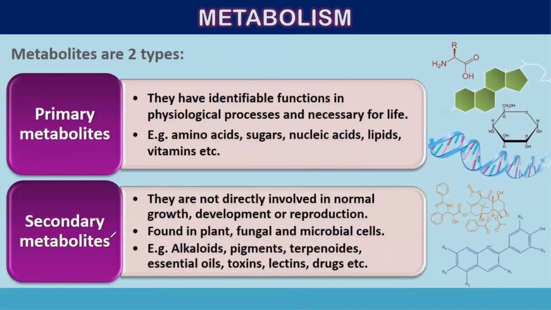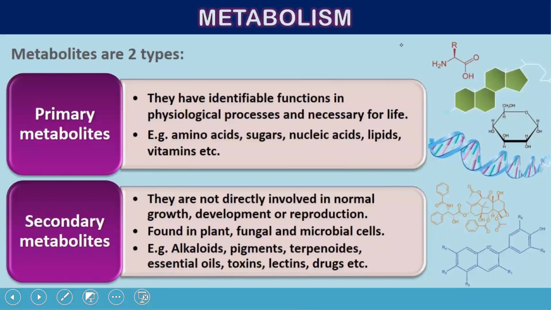Metabolites are of two types, primary metabolites and secondary metabolites. Primary metabolites have identifiable functions in physiological processes and are necessary for life. Whereas secondary metabolites are not directly involved in normal growth, development or reproduction. Primary metabolite examples are amino acids, sugars, nucleic acids, lipids, vitamins, etc. Secondary metabolites are found in plant, fungal and microbial cells.